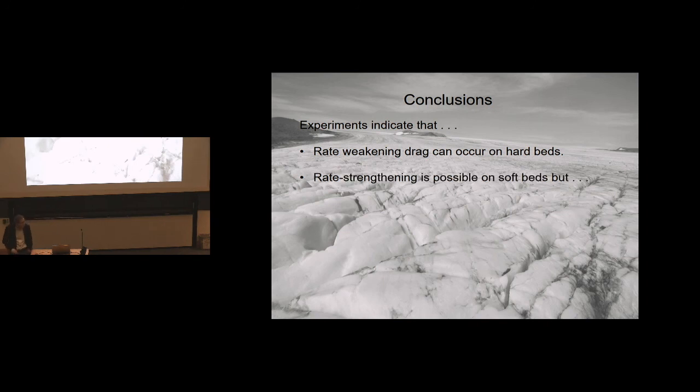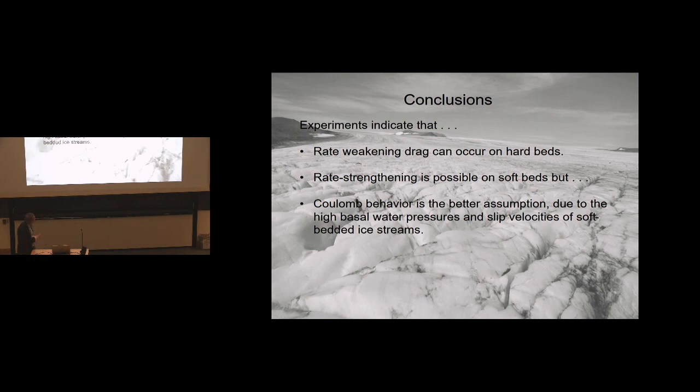Rate strengthening is possible on soft beds, which kind of surprised us. But the fact is, when glaciers move on soft beds, they tend to move quite rapidly. And so we are likely to exist, beneath real glaciers, in that field of velocity where Coulomb friction is probably operative. So I think that's still a good idealization for soft-bedded glaciers.